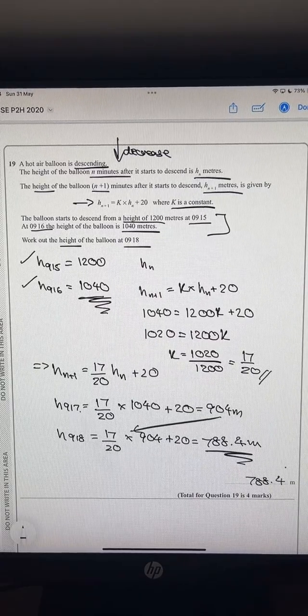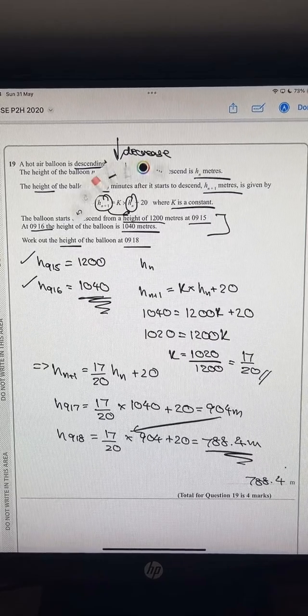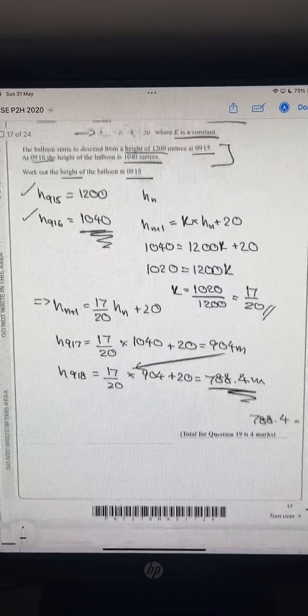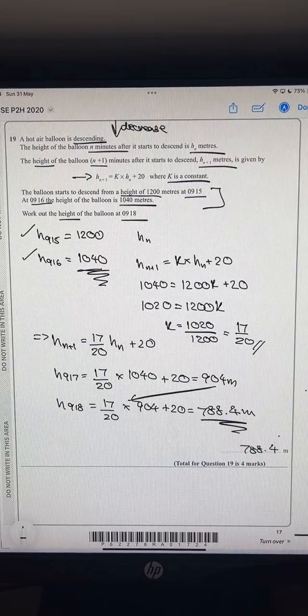Height at 917 is 17 over 20 multiplied by the height at 916, because that's h of n, because it's one before the one we're currently on now. That's how this iteration notation works. Times by 1040, which is 916 height, plus 20 is 904. And then I do the same for 918. Multiply them and add 20 and get my answer.